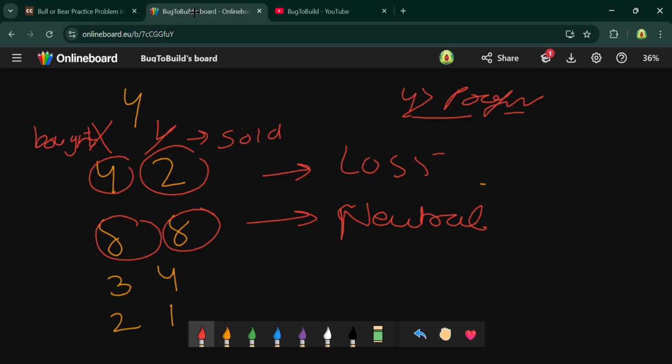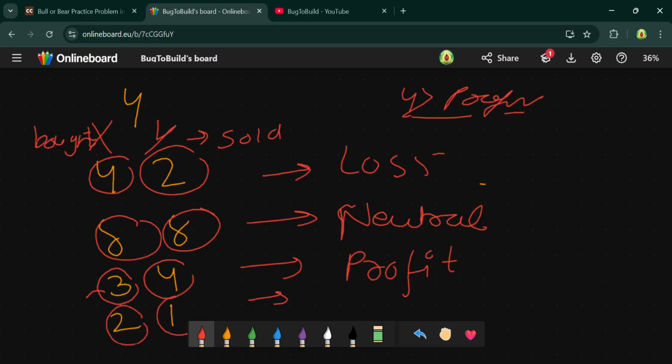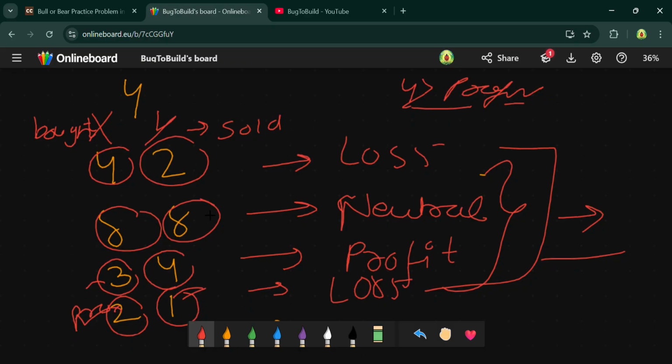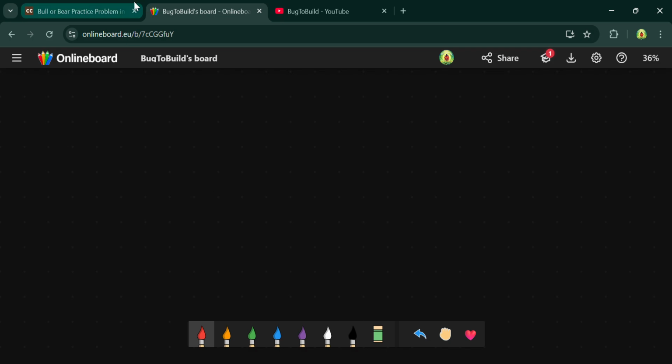In the same way, if there is 3 and you sold it at a price of 4, so you bought at 3 rupees and sold at 4, it is a profit. In the same way, there is 2 and 1. He bought at 2 and sold at 1, so it is of course a loss. So you just have to print these strings after analyzing the stock. I guess you can do it on your own.